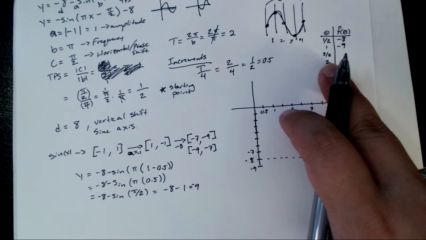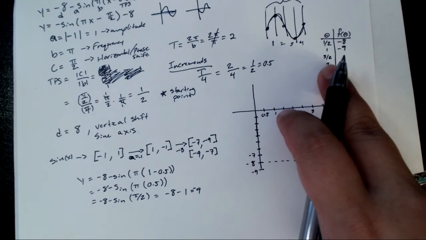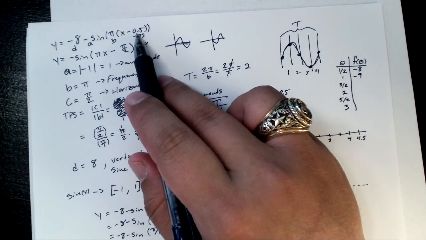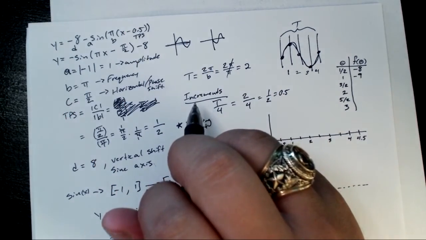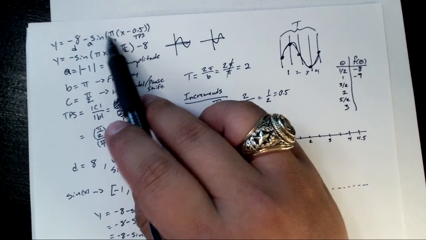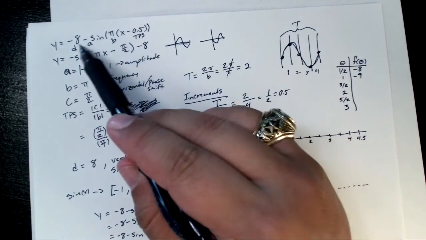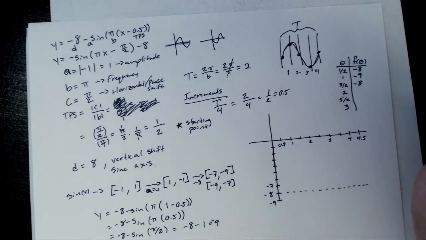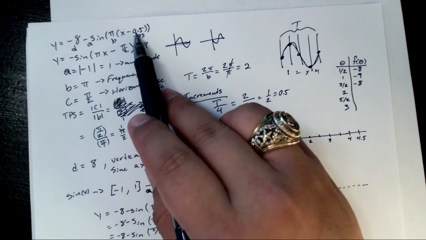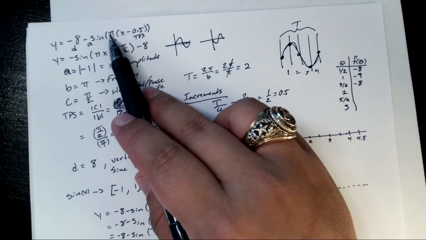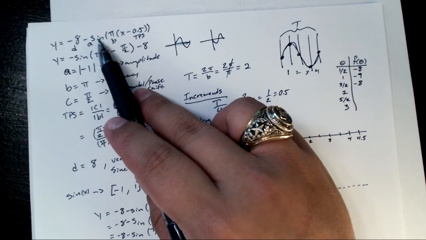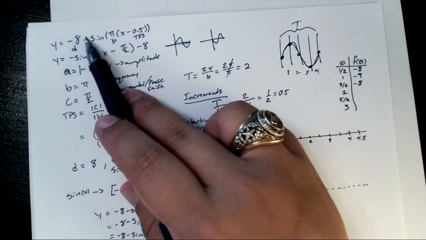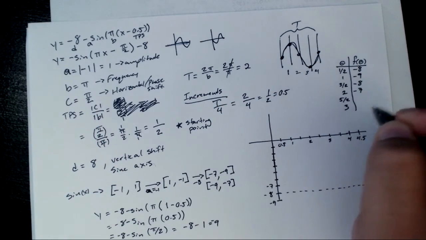I'm going to do that again, but this time I'm just going to dictate. So 3/2. 3/2 minus 1/2 is 2/2, which is just 1. 1 times pi is pi. Sine of pi is 0. -8 minus 0 is -8. Then we're going to plug in 2. 2 minus 1/2 is going to be 3/2. 3/2 times pi is 3 pi over 2. Sine of 3 pi over 2 is -1. So then we have -8 minus -1, which is the same thing as saying -8 plus 1. So that would put us at -7 for 2.